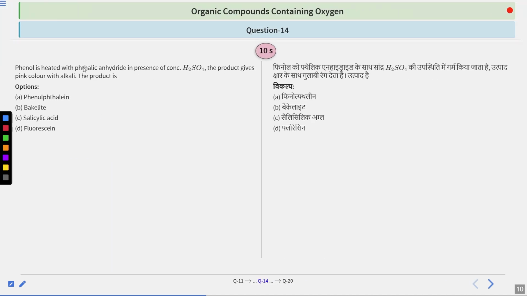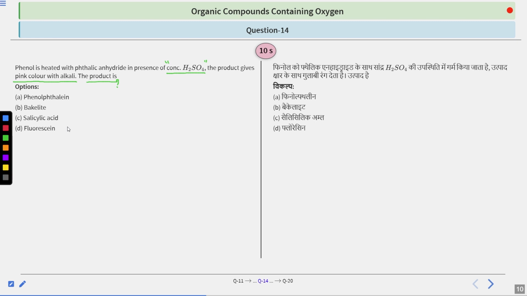Phenol is heated with phthalic anhydride in the presence of concentrated H2SO4. The product gives pink color with alkali. The product is? We have a given reaction, that phenol is heated with phthalic anhydride in the presence of concentrated H2SO4, and the product gives a pink color with alkali. Okay, so we have to find out what the product will be. Options are phenolphthalein, bakelite, salicylic acid, or fluorescein.